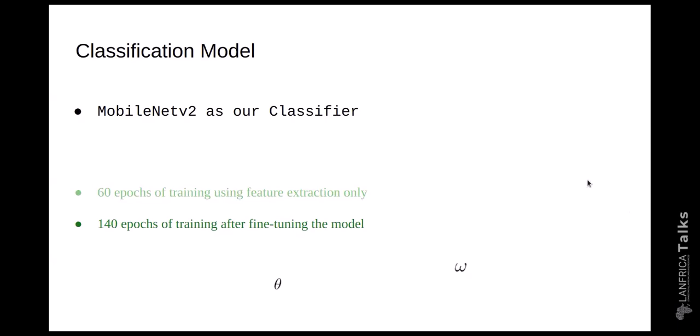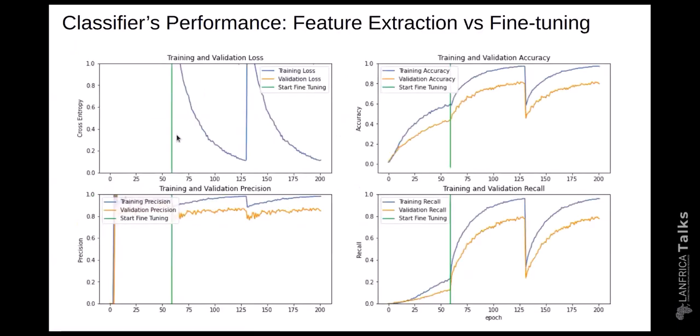Looking at this green line, it marks where the model started fine tuning. You're going to see that the loss decreased rapidly. I still don't know exactly what happened, but the loss decreased rapidly. The same for accuracy, accuracy goes up sharply, and the same for precision and recall. There's a sharp increase after I started fine tuning.